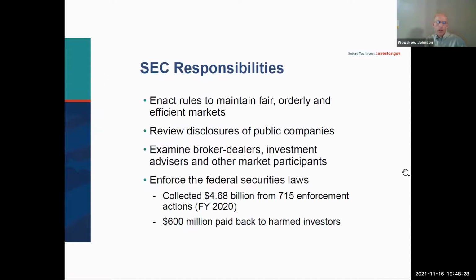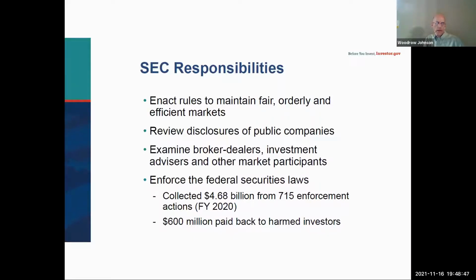Again, to protect investors, what do we do? We do a number of things. We write rules in an effort to maintain fair markets. We look at disclosures that are made by public corporations. We'll make sure they're disclosing the right things to the public so people know what's going on in the business. And we, of course, want to enforce federal securities laws.